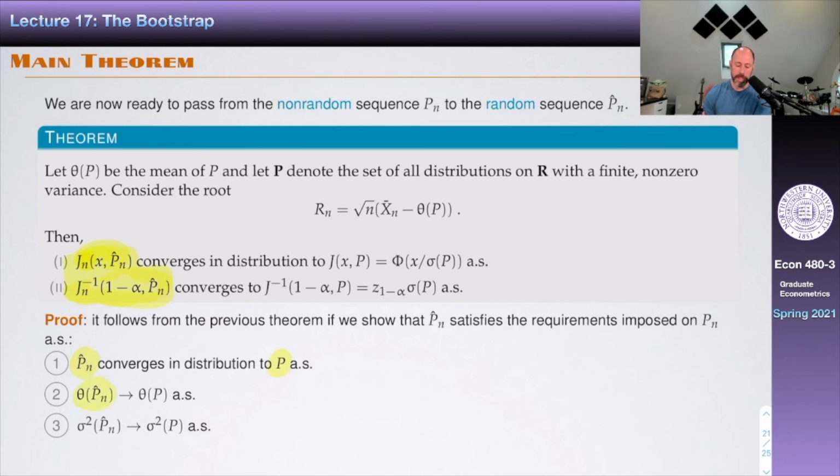The sample mean converges to the mean almost surely by the strong law of large numbers. The sample variance converges to the variance almost surely, again by an application of the strong law of large numbers. So these two parts follow from the strong law of large numbers, and this part over here, Ivan-Canay. And that's it. We have that the previous theorem holds, where the empirical distribution P_n satisfies the requirements that we impose almost surely. And this is the formal result about the validity of the bootstrap for the sample mean.